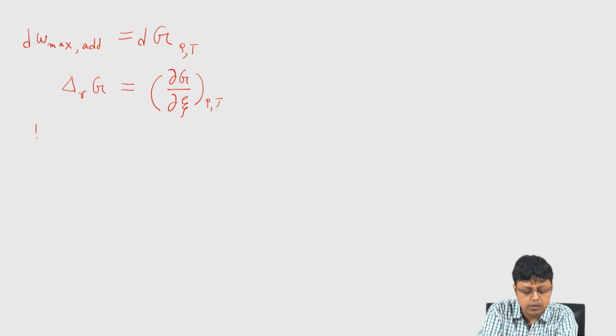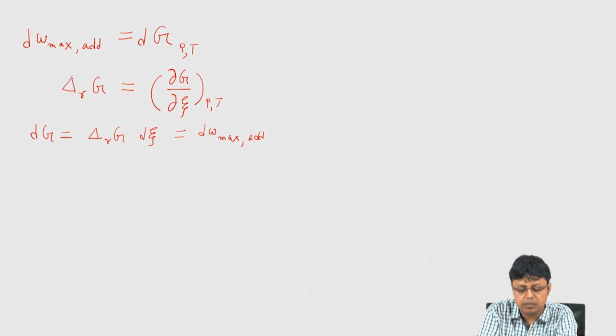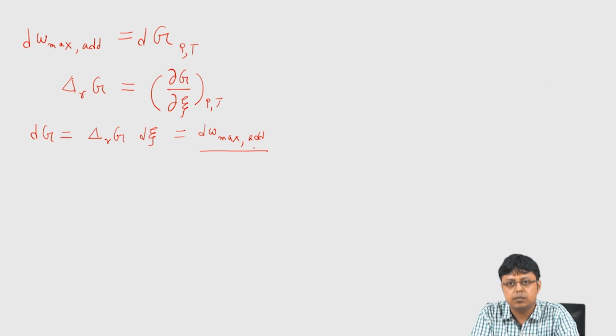So, you can easily figure out that dG is nothing but the reaction free energy multiplied by d xi, and that is the maximum work. I mean maximum work in the sense that it is the additional maximum work. Now, think about a situation where we could also calculate the maximum available work in terms of how many electrons are flowing. That is very easy to calculate.